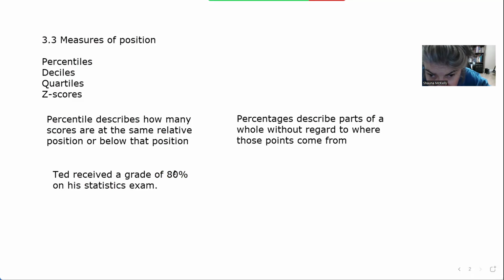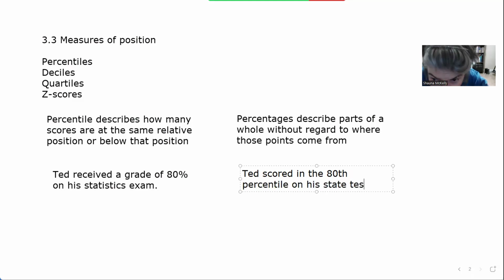This just tells me how many points he earned out of the whole. If I change this and say, Ted scored in the 80th percentile on his state test, for example. What I'm saying here is, out of all the people that took this test on this particular day or in this particular group, he's at the 80th percentile.